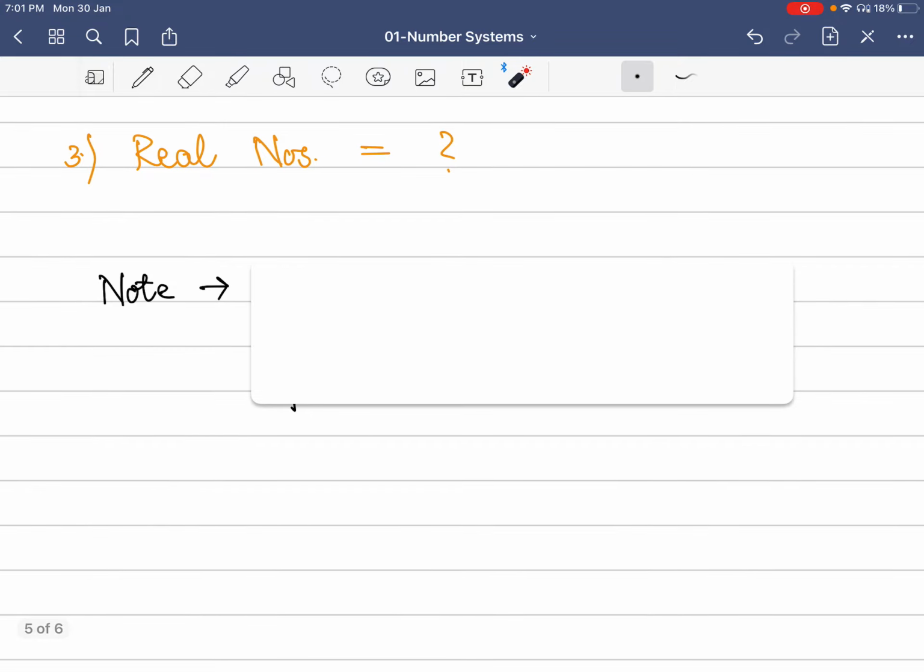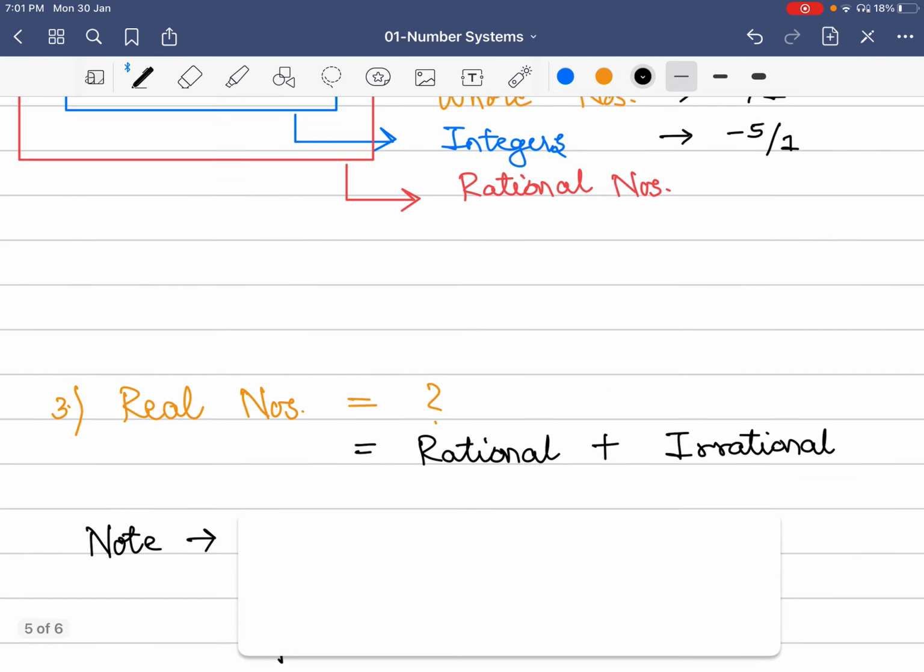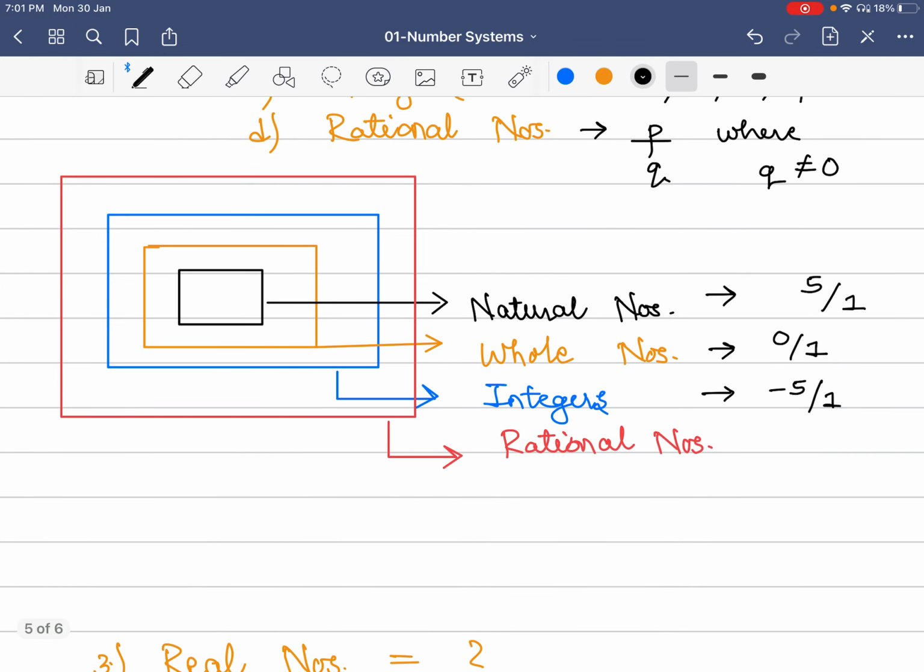Now, the set of all these rational numbers and all the irrational numbers is called real numbers. So what are real numbers? Real numbers are nothing but the set of rational plus irrational numbers. If I want to plot real numbers on a Venn diagram, I'll show you how it can be done. Let us make a copy of this.